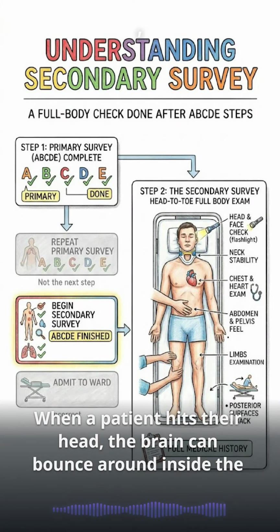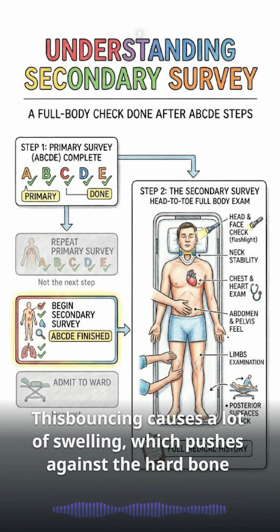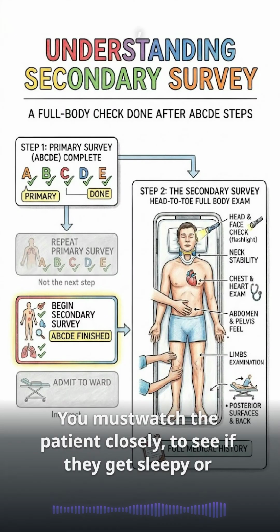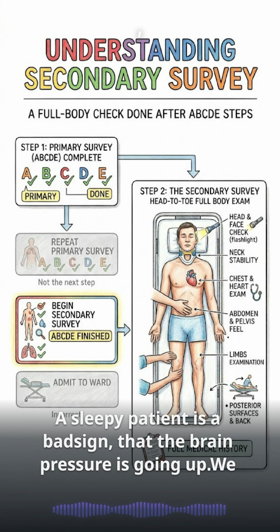When a patient hits their head, the brain can bounce around inside the skull. This bouncing causes a lot of swelling, which pushes against the hard bone wall. We call this high pressure inside the head increased intracranial pressure, or ICP. If the pressure gets too high, the brain loses its normal blood supply fast. You must watch the patient closely to see if they get sleepy or confused. A sleepy patient is a bad sign that the brain pressure is going up.